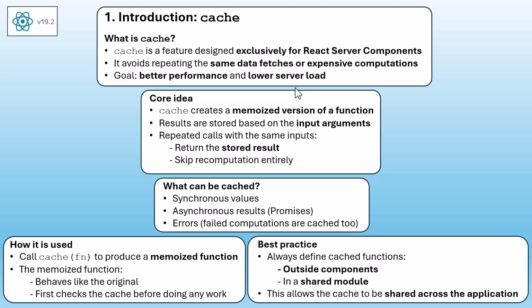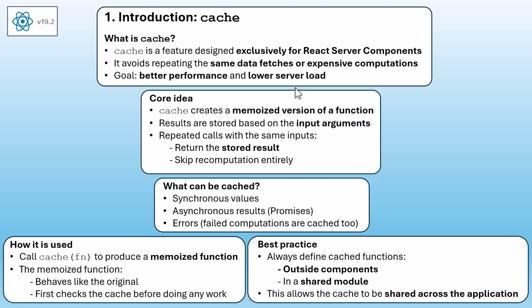When you use cache, you create a memoized version of a function. The memoized function remembers previous results based on the specific input arguments it receives. If it is called again with the same arguments, it will return the previously stored result instead of recomputing it. This stored result may be a value, a resolved asynchronous value, or even an error.